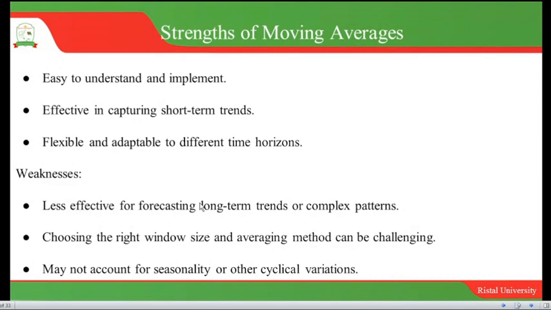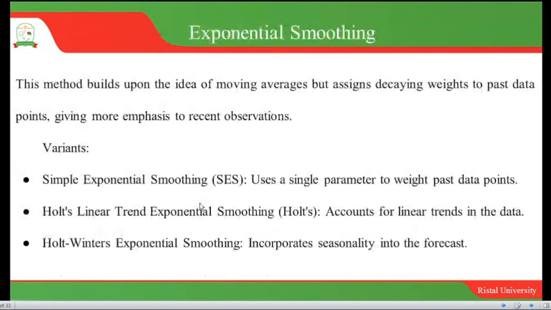Then we have what we call exponential smoothing. This method is going to build upon the idea of moving averages, so it builds around the same idea. But the key focus is that it assigns decaying weights to past data points. So we are looking at past data points, and then also we give more emphasis to recent observations. So we are doing some form of comparison from our data point to the recent information that we have.